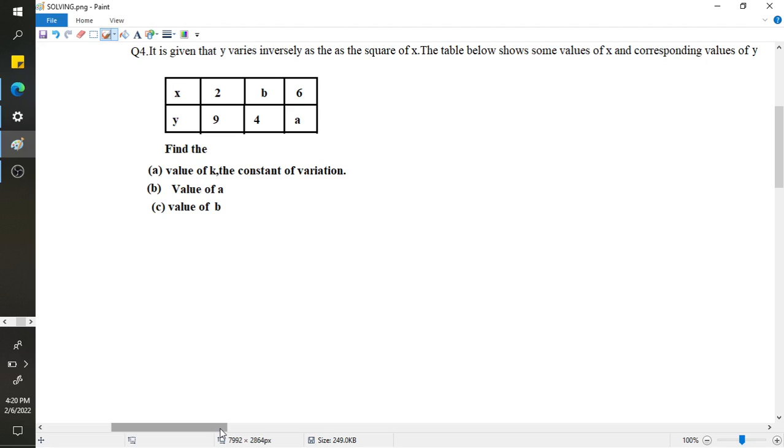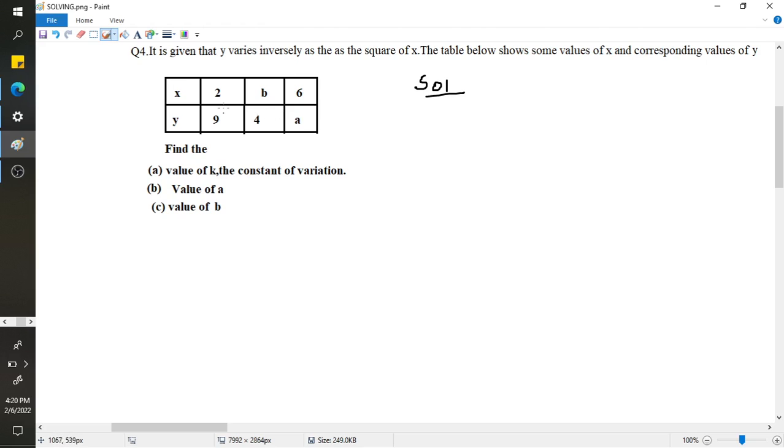Okay, so let's start with A. Again, we can have our solution here, right? This is our solution. So question A reads, find the value of k, that is the constant of variation. So how do we do that? You need to look for a column, right, which has both the x and the y value.